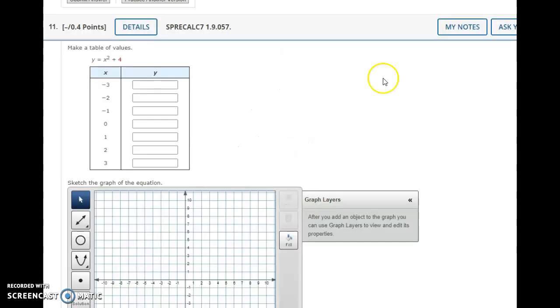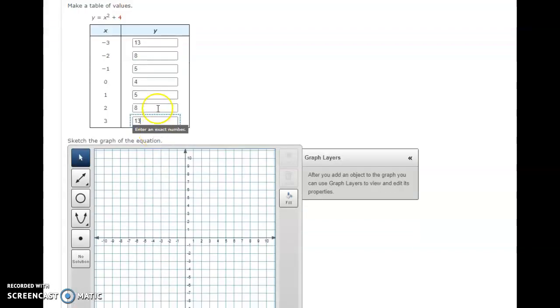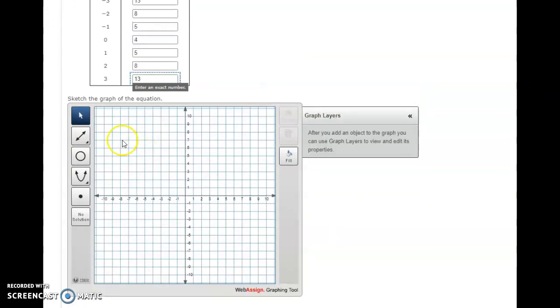So I'm going to go through and put in my answers here. When I take negative 1 and square it, I'm going to get 1, and 1 plus 4 is 5. 0 squared would be 0, and then I get 4. 1 squared also would be 1 plus 4, which is 5. 2 squared would be 4, 4 plus 4 is 8, I'm sorry. And 3 squared is 9, and 9 plus 4 is 13. So I've got my table of values, and now I'm going to plot that to sketch a graph of the equation.